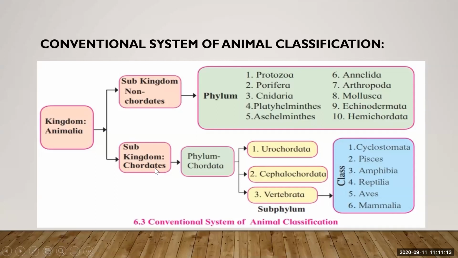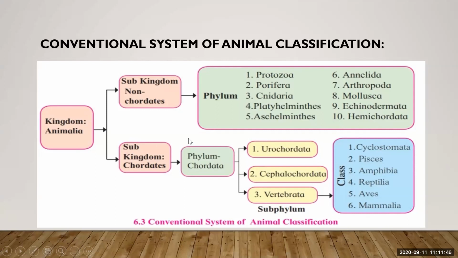And subkingdom chordates are again divided. They have the same name: the phylum name is Chordata, and that Chordata is further divided into three: Urochordata, Cephalochordata, and Vertebrata. And these Vertebrata are again divided into 6 classes: Cyclostomata, Pisces, Amphibia, Reptilia, Aves, and Mammalia. We are going to study all these animals and their characteristics in our lecture in detail.